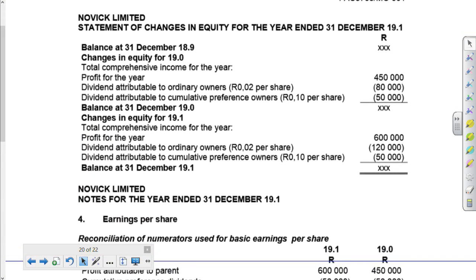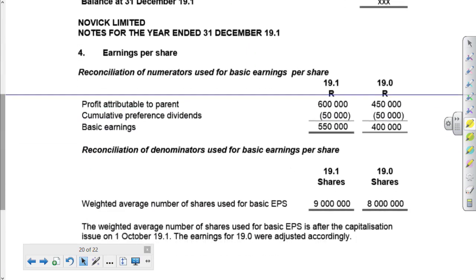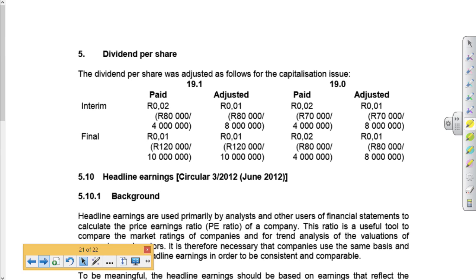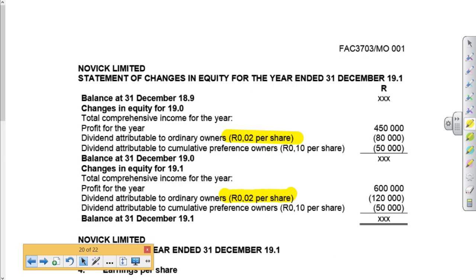Statement of changes in equity. For the year ended, and they're just showing the current year. Dividend attributable to ordinary shareholders, and here it is, 2 cents a share. Oh, there's the comparative, also 2 cents a share. How can that be? Is that the comparative? Okay, I don't know why it says that. 2 cents and 2 cents.